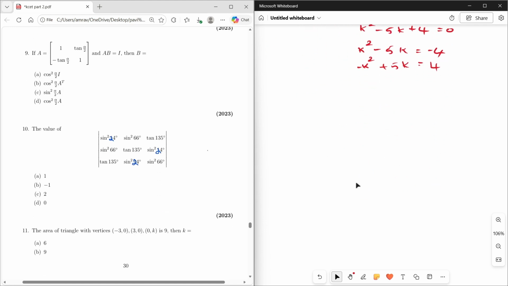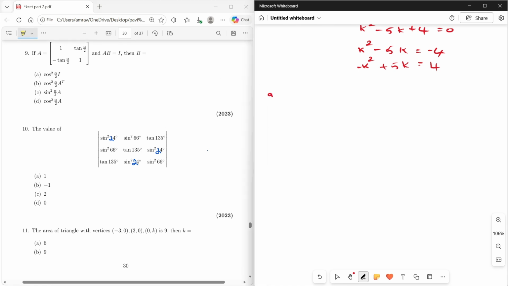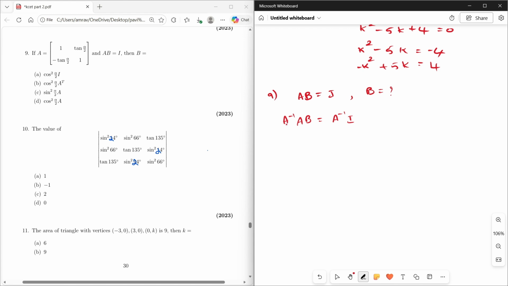So moving on to the next question from the year 2023, the ninth question. They have given a matrix A, which is a 2 cross 2 matrix, and they're telling that AB is equal to I. They're asking you to find out what is the matrix B. Okay, very simple question. Now what we'll do, we'll multiply by the inverse on both sides. A inverse AB is equal to A inverse into I. A inverse A is I, into B, you'll get B as the answer, which is equal to A inverse I, which is A inverse. So that means you got the matrix B is equal to A inverse.